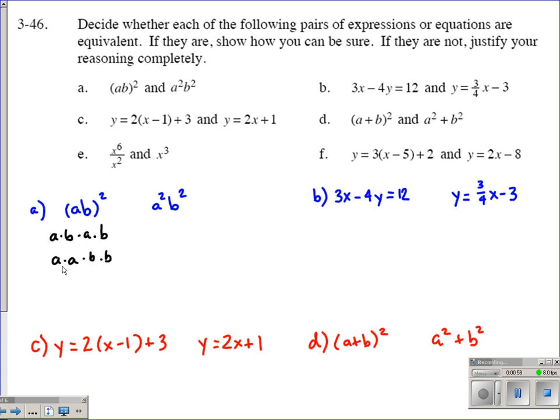And another way to write A times A would be A squared. And another way to write B times B would be B squared. And since we now have the same expression as we started with on the right side, the A squared B squared, it's safe to say that A squared B squared is equivalent here to A squared B squared. So our original expression, the product AB squared, should also then be equivalent to A squared B squared. So this one is equivalent.